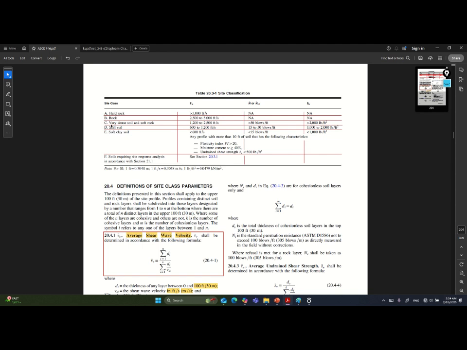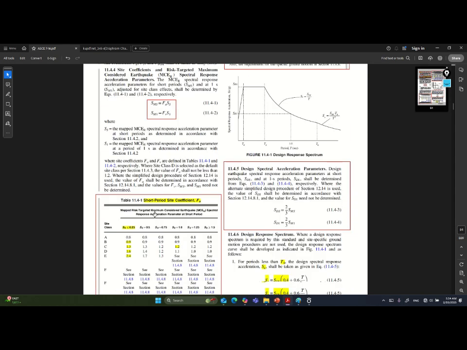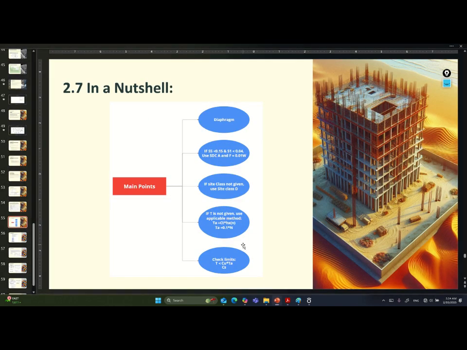It is rock, it is very dense soil and soft rock. It doesn't give me any shear velocity. So if he doesn't give me the shear wave velocity and he doesn't give me any site class, then in that case I will consider site class D. Okay, and I will get my SMS and SM1 and I will get my SDS and SD1. So it is another important point, because in the exam he will not tell you. Okay, so you must understand, if I don't have enough information on the site class, we use site class D.